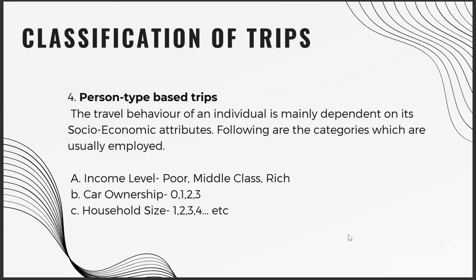Example number 4, persona type-based trip. The travel behavior of random individuals is mainly dependent on their socioeconomic attributes. Following are categories which are usually employed. So in persona type-based, we have income level, car ownership, and household size. In income level, there is a classification: poor, middle class, and rich.